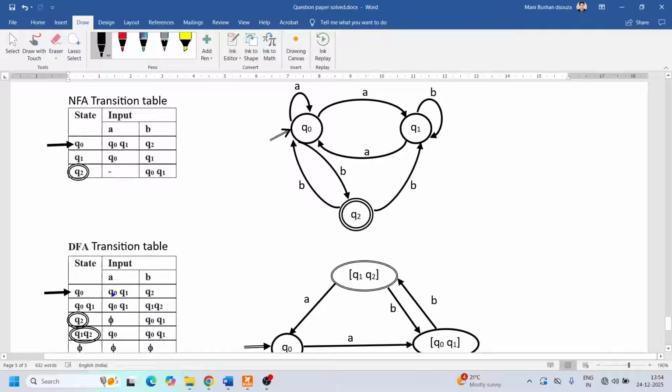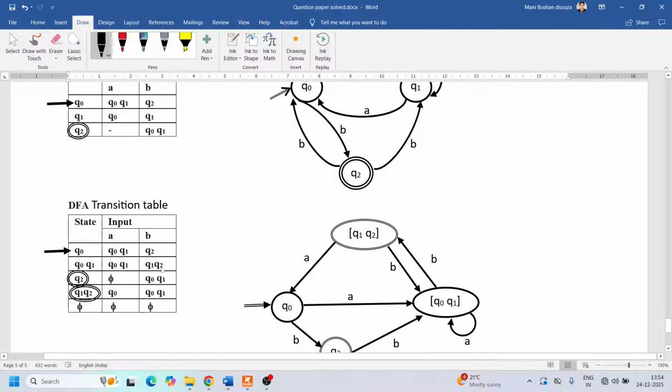Now again look at what are the things that are being taken care of. You have taken care of this, it is done. This is the same as the previous one. What is not done is q1 q2, null is also not done, dead state is also not done. So let us start with q1 q2. I am going to write a q1 q2 here.